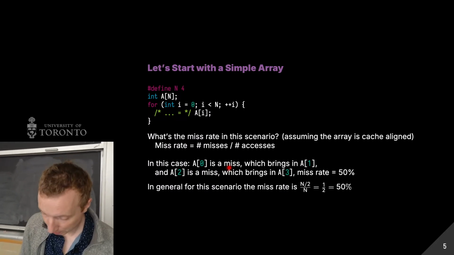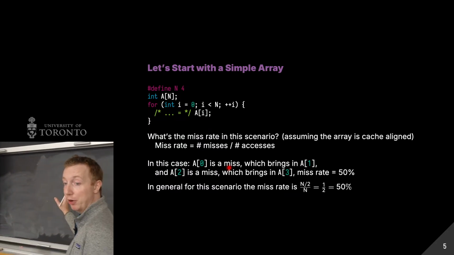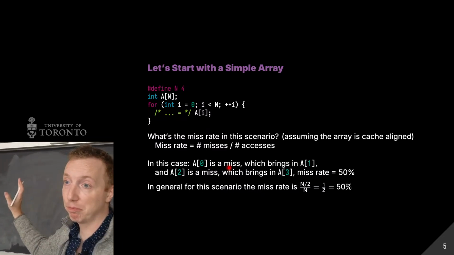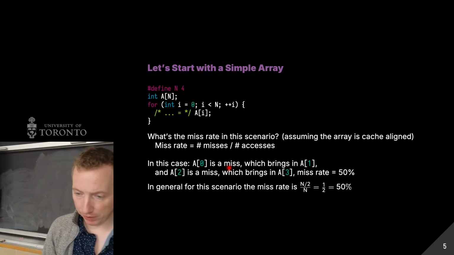So here it is in the slide. Everyone okay with that? All right, should be fairly straightforward.